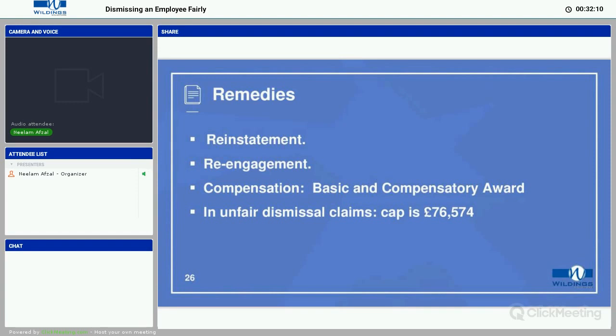A compensatory award is based on what's just and equitable, and there is a cap in relation to the amount that you can claim, which currently stands at £76,574. So it's very important that you do follow your processes and you understand your processes, because the awards can be quite high. And there are other additional sums which can fall into this: stigma damages, which we've not talked about, and aggravated damages, which can increase those awards.